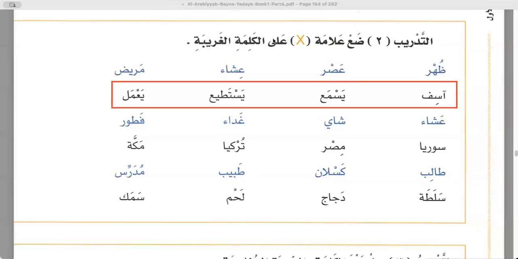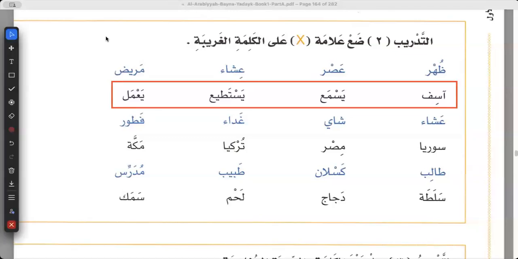Now let's move to the next one. The next line you have Asif, Yasma'u, Yastati, Ya'mal. Asif. The others are verbs, so Asif is a noun.